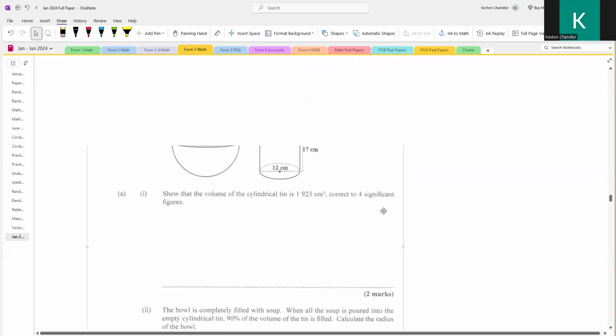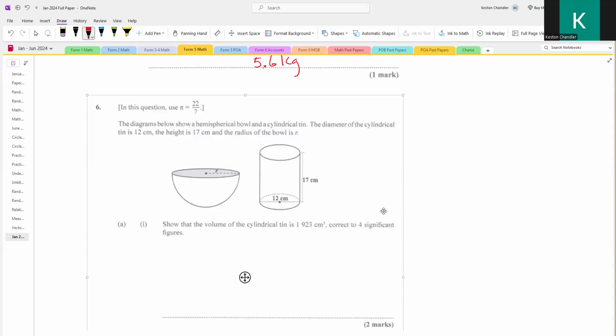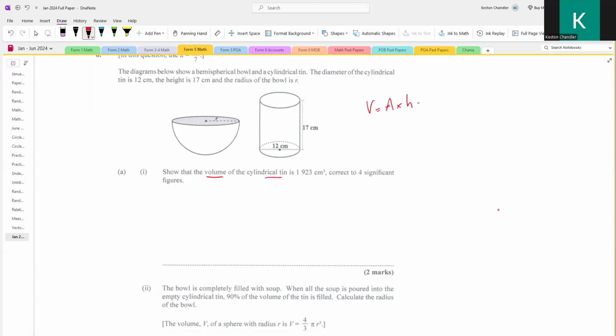Right, so we're going again. Diagram below shows a hemispherical bowl and cylindrical tin. The diameter of the cylindrical tin is 12 centimeters and the height is 17 centimeters and the radius of the bowl is R. Show that the volume of the cylindrical tin, now volume is always area multiplied by height. Here we have a circle, so the area of a circle is pi r squared and we have the height, right? Show that it is 1923 centimeters cubed to 4 significant figures.